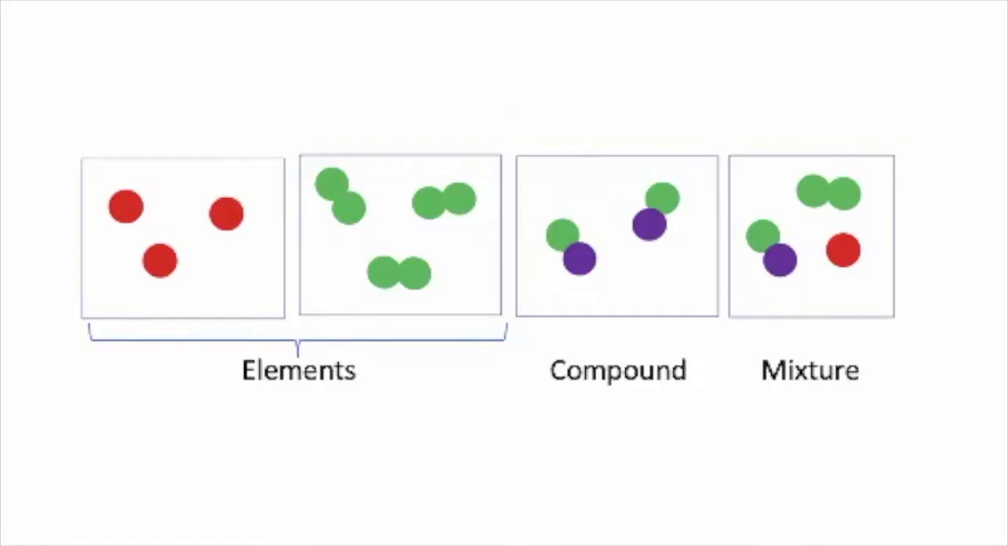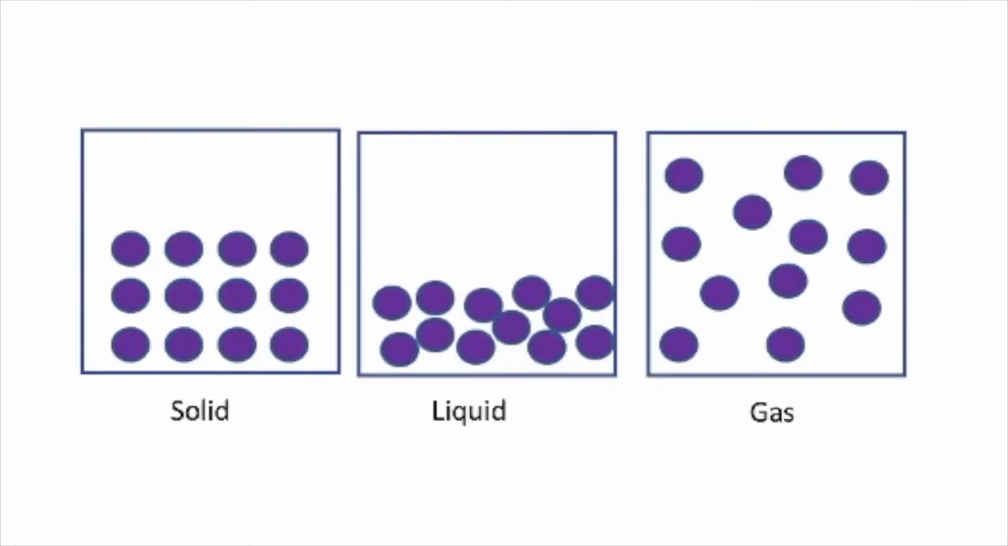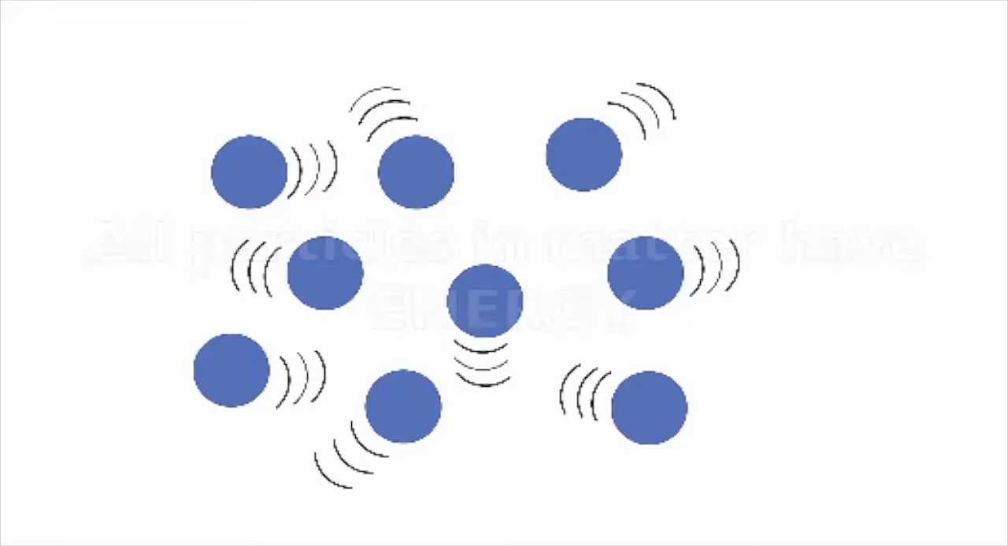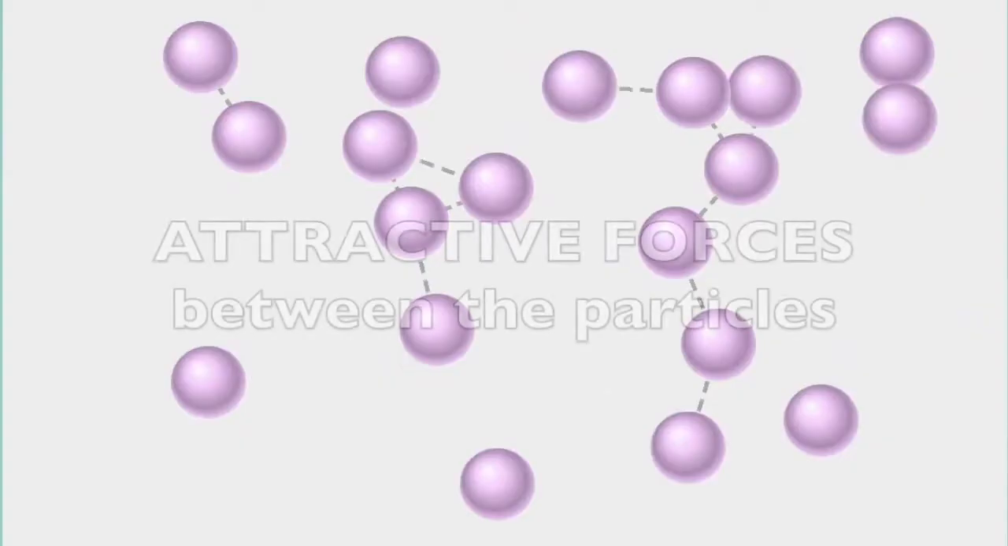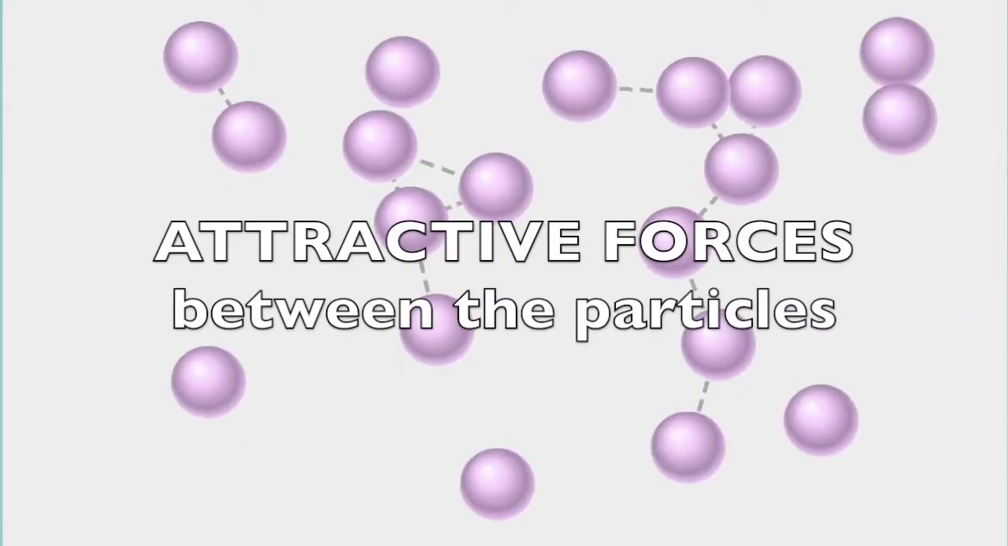We've previously used particle diagrams to model elements, compounds, and mixtures. We can also use particle diagrams to model solids, liquids, and gases. In this video, we will use particle diagrams to model the energy of the particles in solids, liquids, and gases, as well as the forces that occur between the particles. All particles in matter have energy, and there are also attractive forces that happen between the particles in matter.